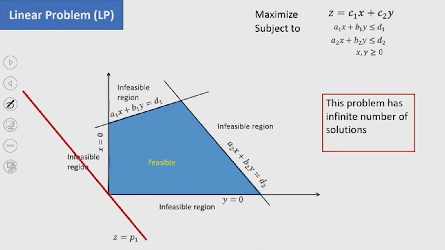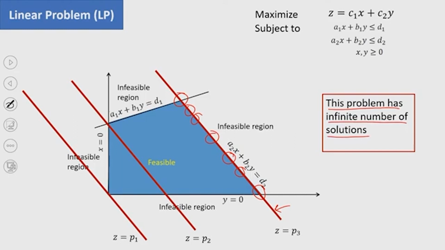Now, suppose your z function is like this, then what will happen? Finally, this is the maximum value of z I am getting. In this case, this is one solution, this is also one solution, and there are several solutions in between. So, this problem has an infinite number of solutions, that means any feasible solution on this particular line is a maximum solution.